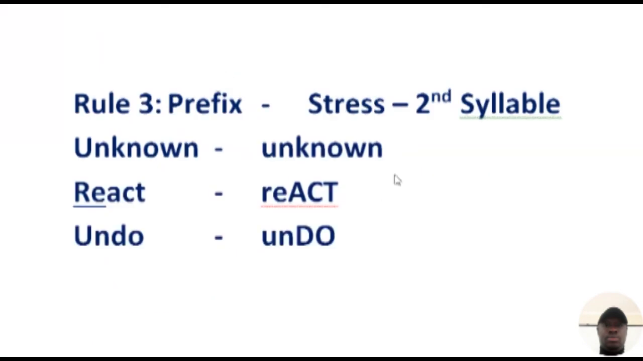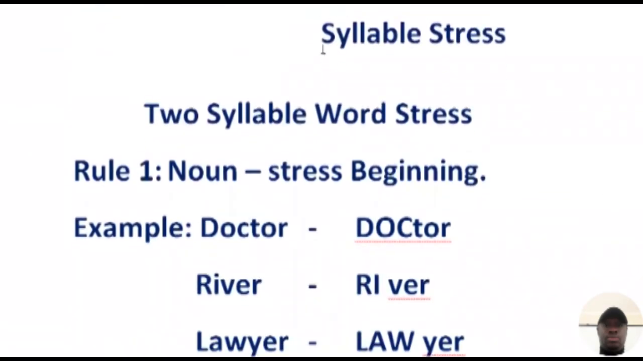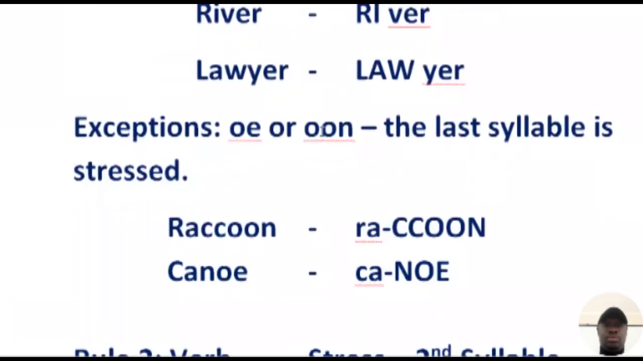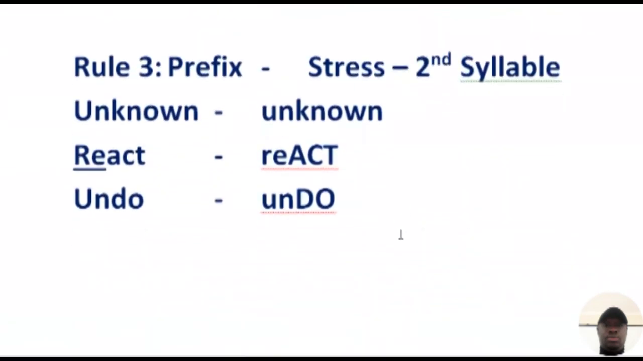Good. So we're going to stop here. I'm just going to roll through everything again. Two syllable words. If it's a noun, the stress is at the beginning, except what words? Words that end with OE and OON. Please mark that. OE and OON. If it's a verb, the stress is on the second syllable. Good. If it has a prefix, it's on the second syllable, because you do not stress the prefix. Okay.